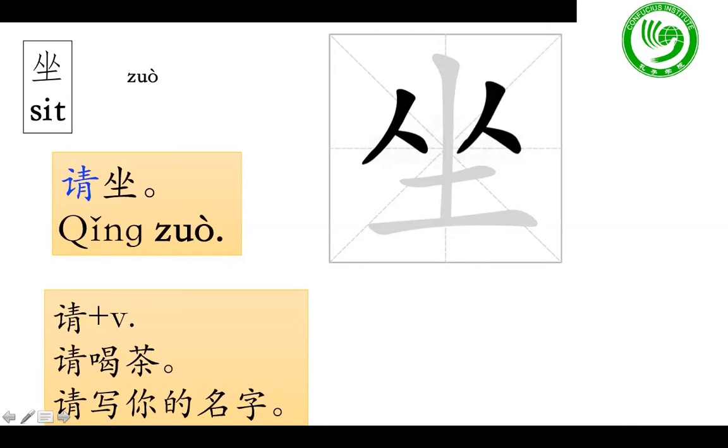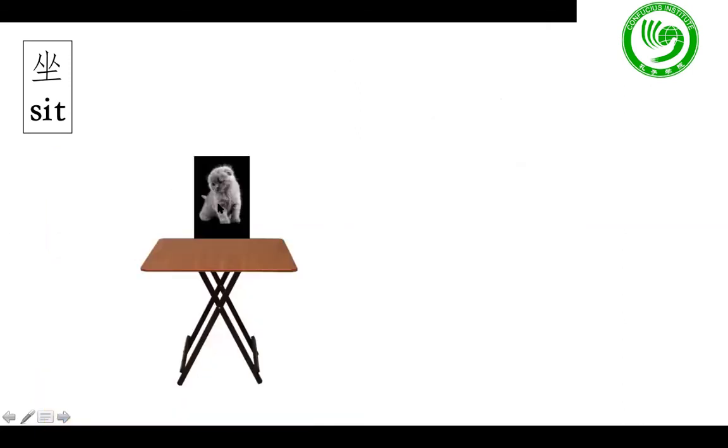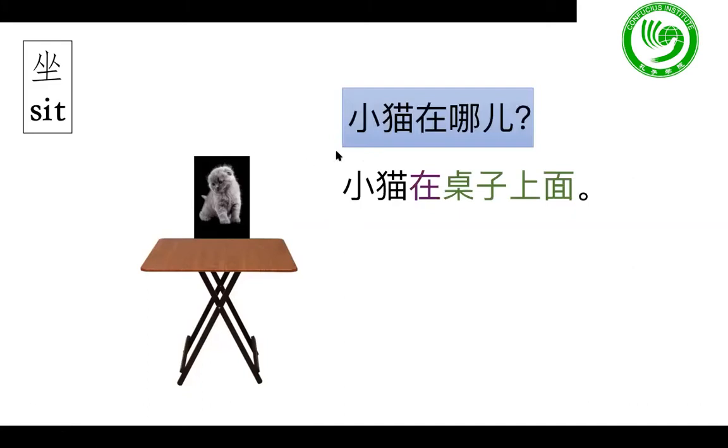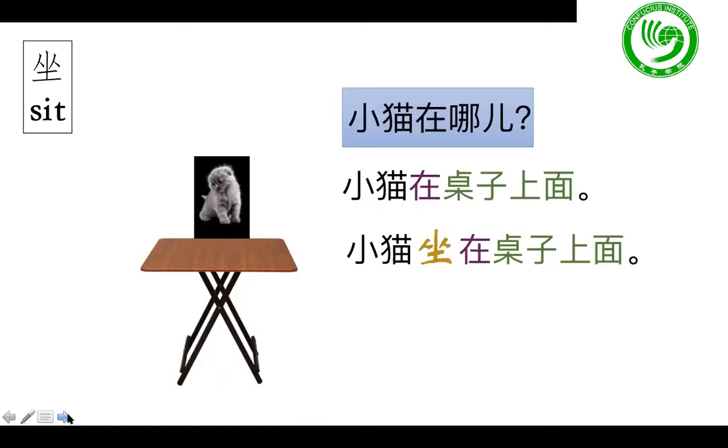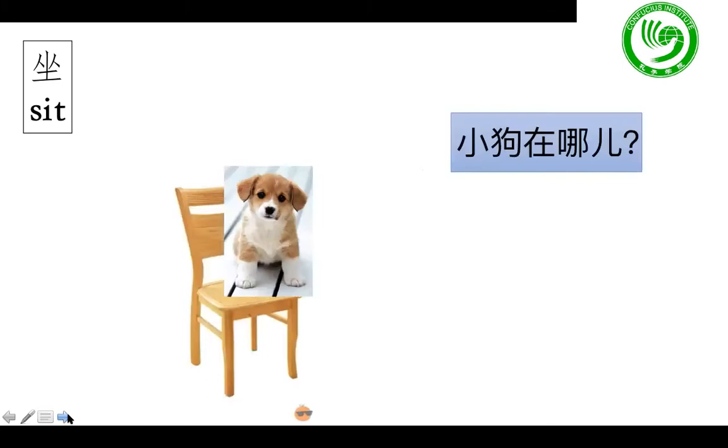请写你的名字。很好。现在我们看小猫在哪儿？小猫在桌子上面。Then how to say sit? The cat is sitting on the table. Where do we put sit? Where do we put 坐? Yes, before the 在. So the correct sentence should be how to read it? 小猫坐在桌子上面。再来一遍。很好。小狗在哪儿？Yes, 小狗在椅子上面。Then how to say the puppy is sitting on the chair?